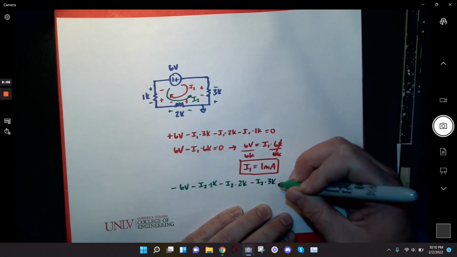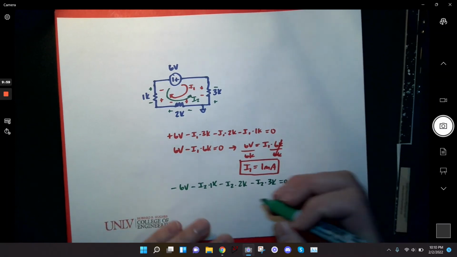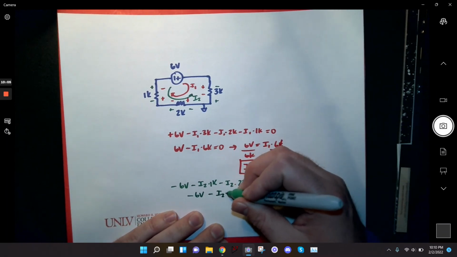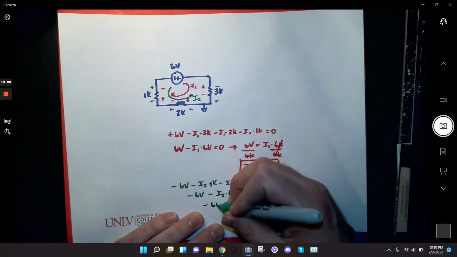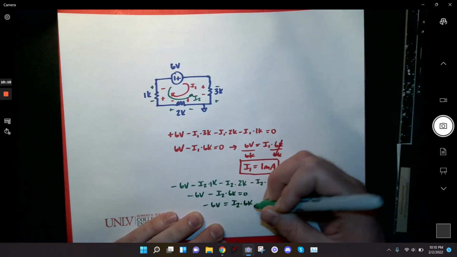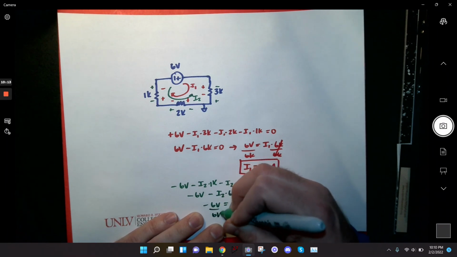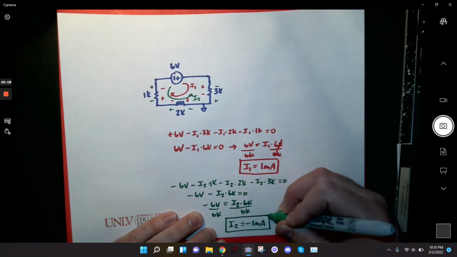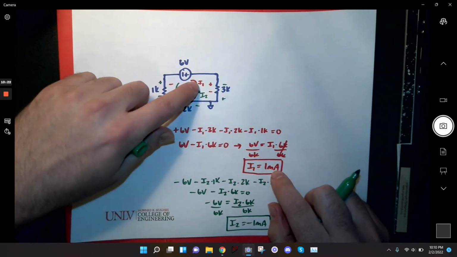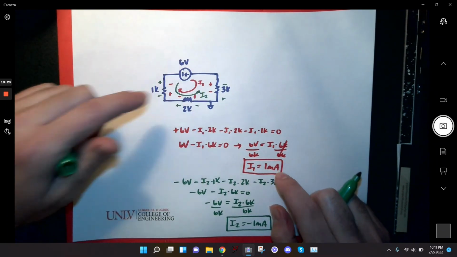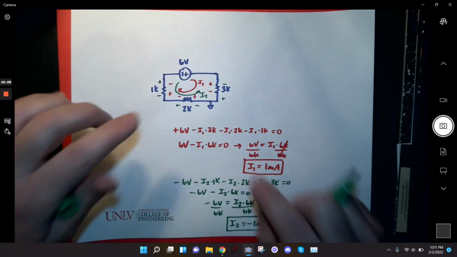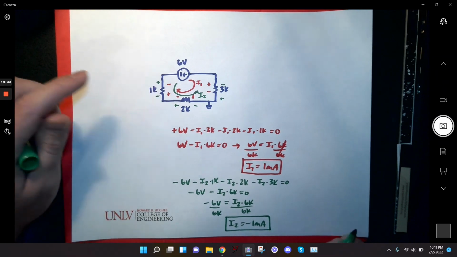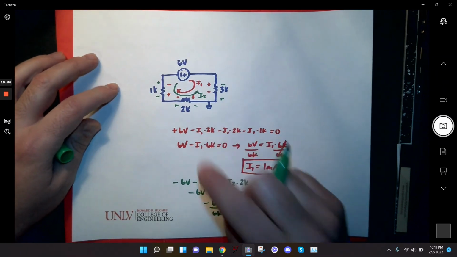Minus I2 times 3K equals 0, minus 6 volts, group like terms, add it to the other side, divide by 6K, and I get that I2 equals negative 1 milliamp. Again, that's the same current. I1 is flowing clockwise, I2 is flowing counterclockwise. It's the same current, and I'm just defining it two different ways. But right, if I calculated I2 and I said that that's negative 1 milliamp, then I know that my current is actually flowing 1 milliamp in the opposite direction, right?